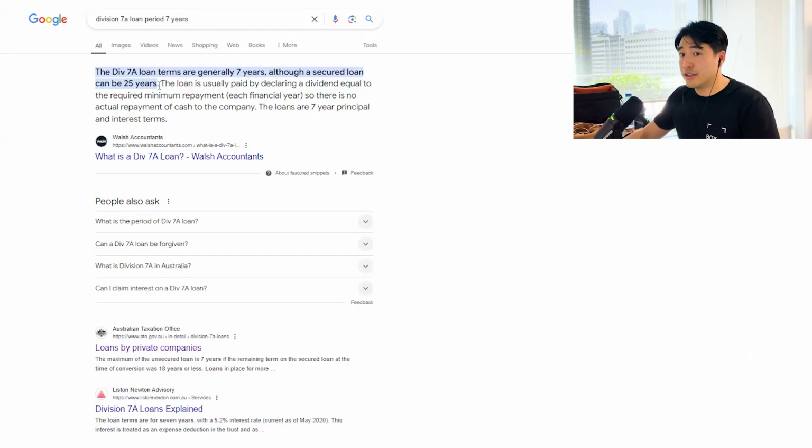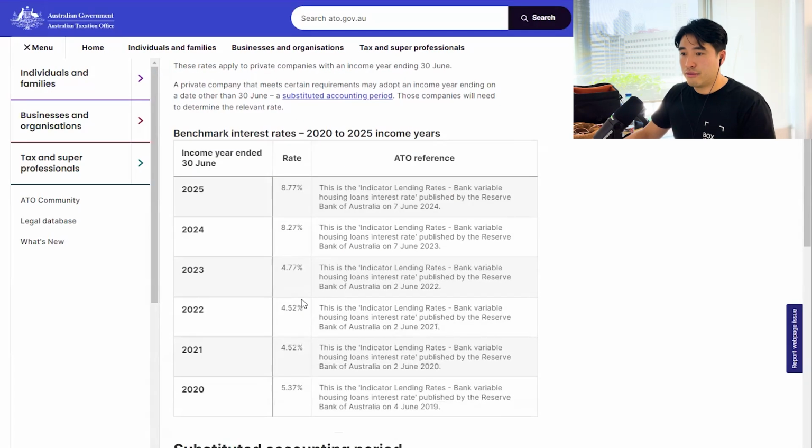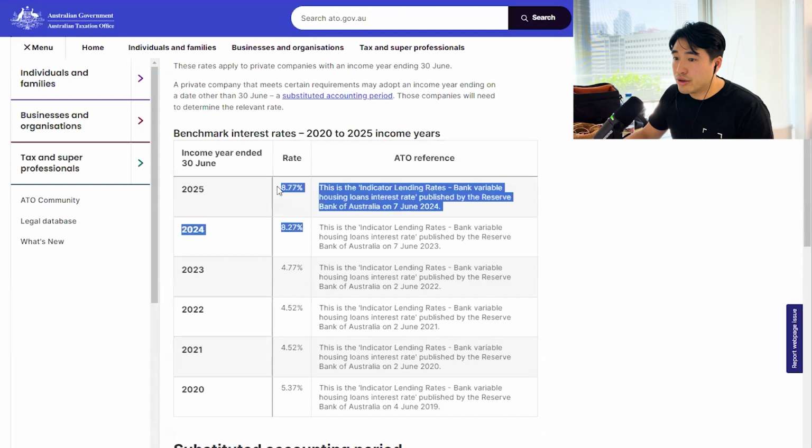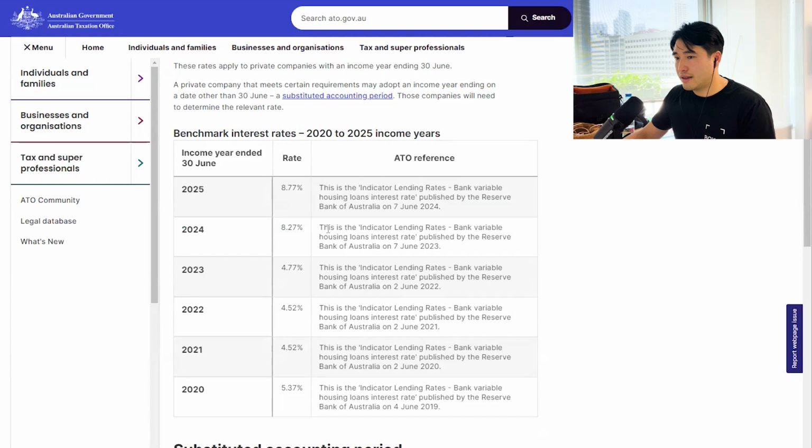And so you can actually extend it for 25 years rather than 7 years. But the interest rate is really high. The ATO benchmark interest rate used to be 4.77% when the interest rate was 2%, but now it's gone up to about 8%. So when you think about it, most people won't secure against a loan. They would do the 8%.